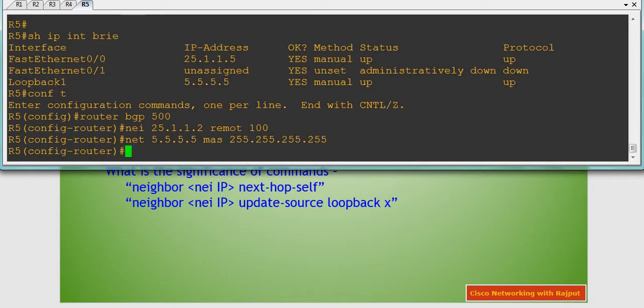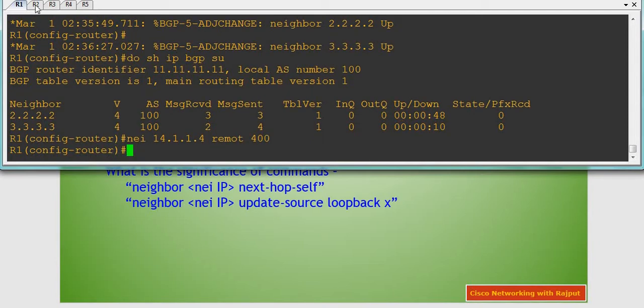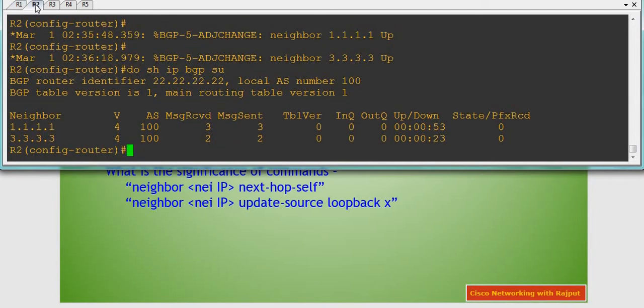So /32 again. Let us configure router 1 and router 2 as well to have eBGP peering with router 4 and router 5 respectively. Neighbor 14.1.1.4, remote AS is 400. On router 2, neighbor 25.1.1.5, remote AS 500.